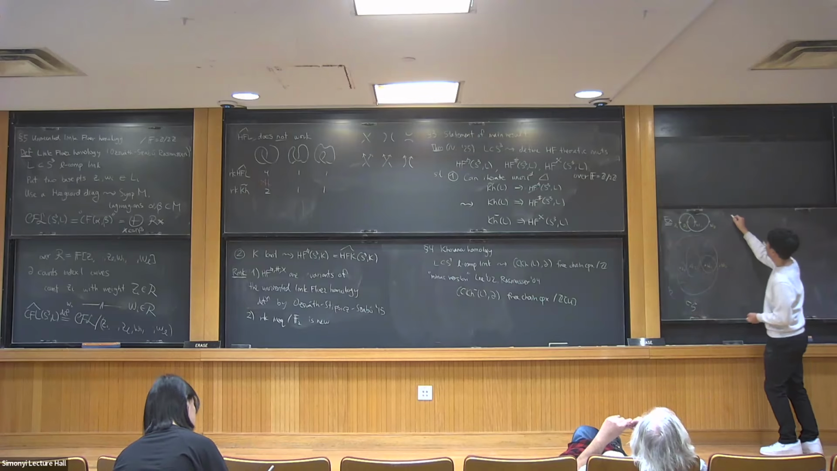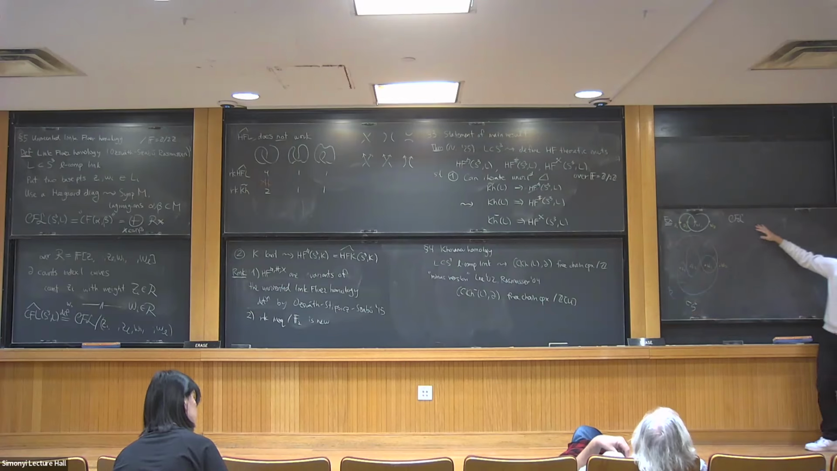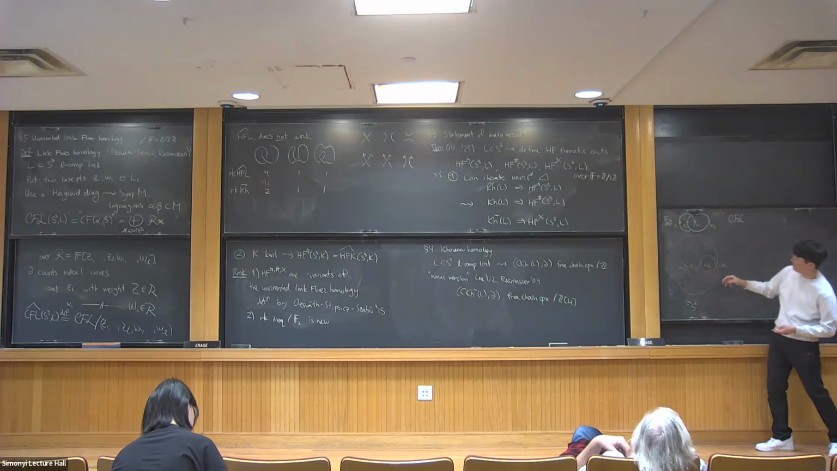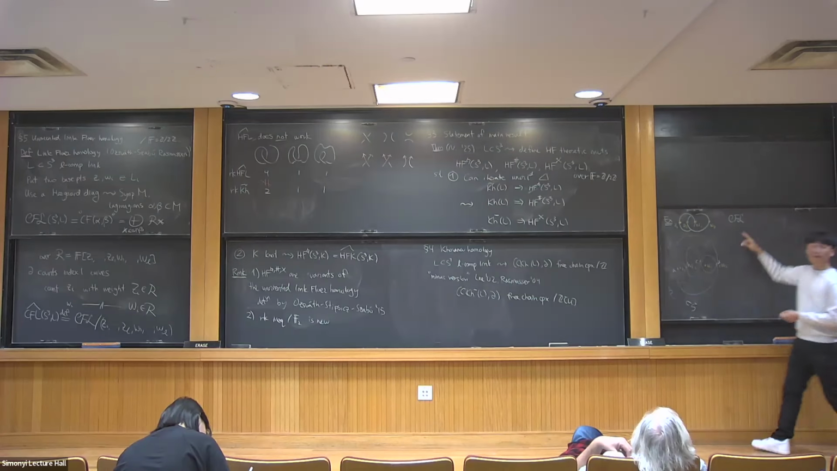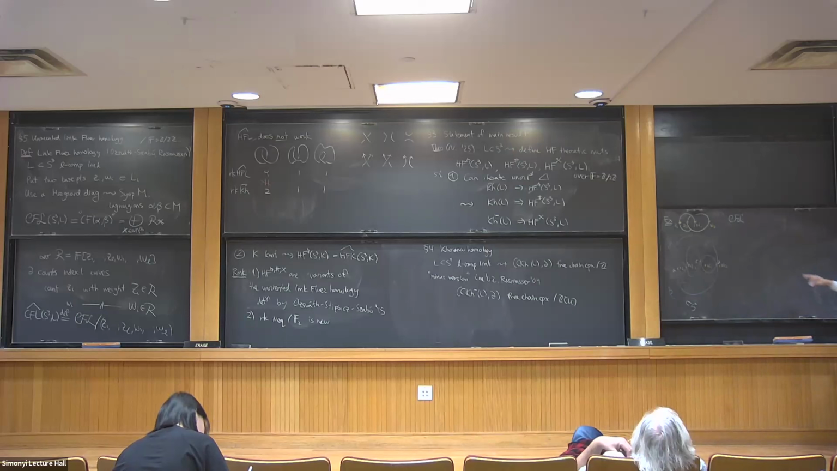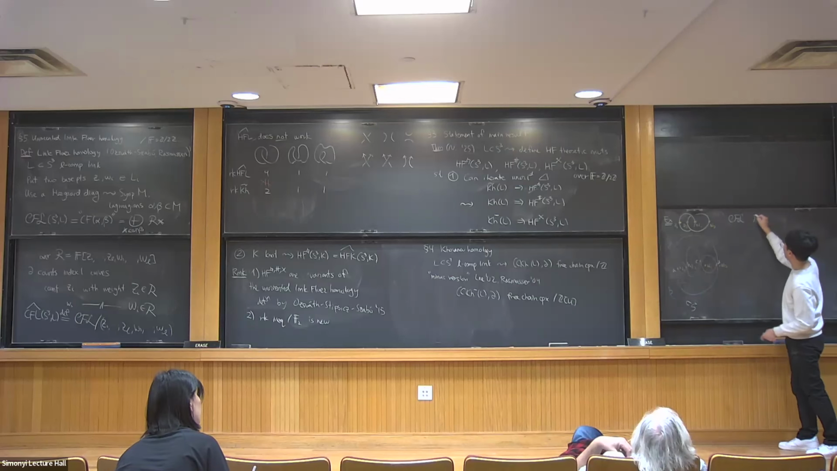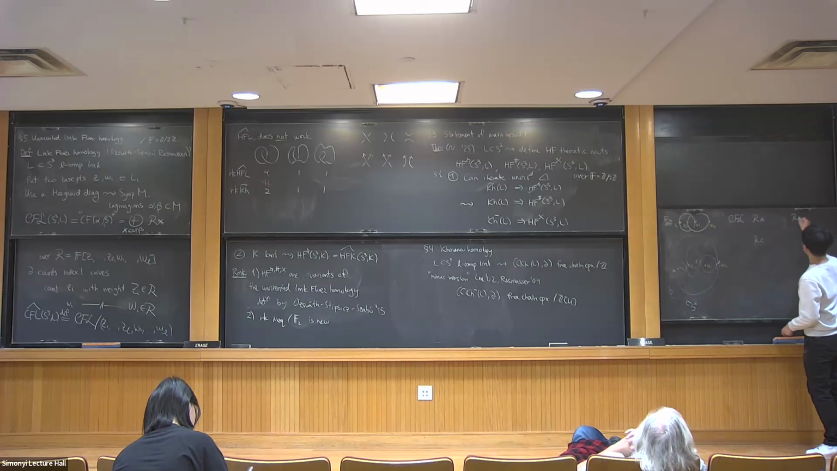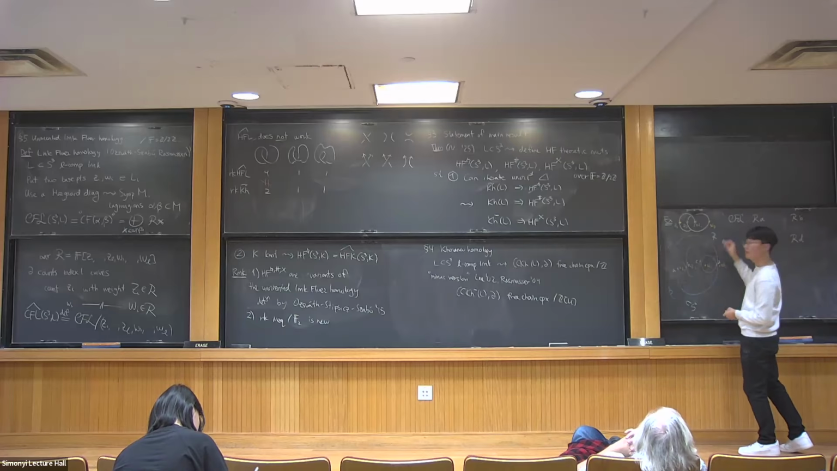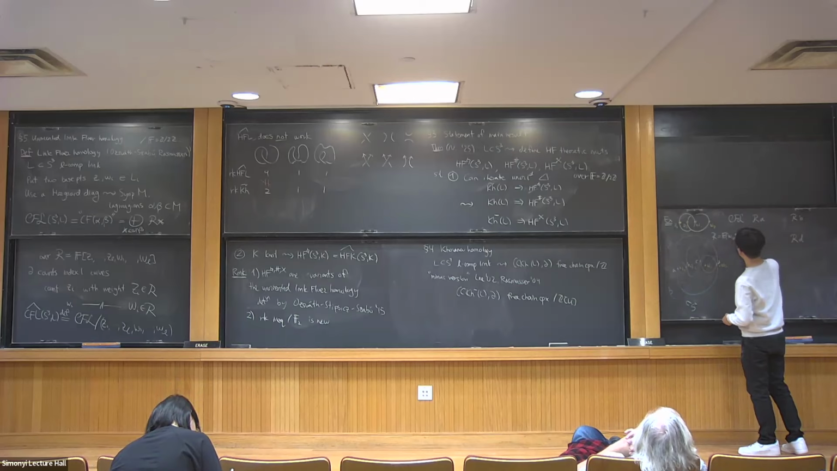And so CFL is given by, there's 4 intersection points. So the link Floer chain complex has 4 generators over the ring R. So maybe I'll write it like this, where R is this ring.